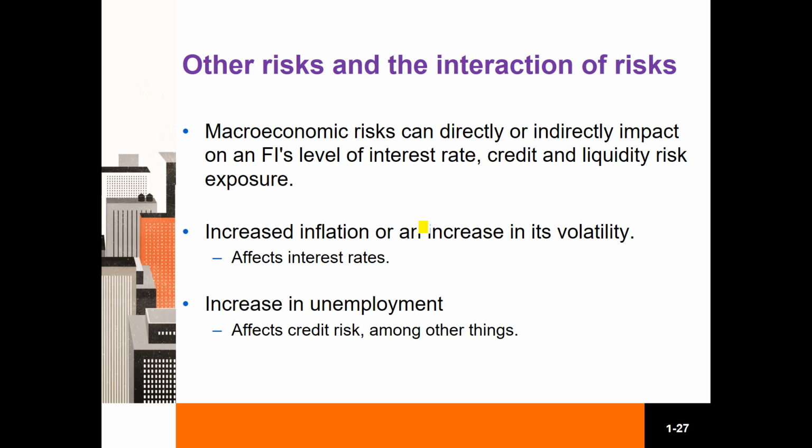Finally, more general macroeconomic risks such as increased inflation, inflation volatility, and unemployment can directly and indirectly impact a financial institution's level of interest rates and liquidity risk exposure. For example, inflation was very volatile in the 1975 to 1989 period in Australia, and financial institutions' interest rate risk exposure from mismatching its balance sheet maturities tended to rise. Its credit risk exposure also rose because borrowing firms with fixed price product contracts often found it difficult to keep up their loan payments when inflation and interest rates abruptly rose.